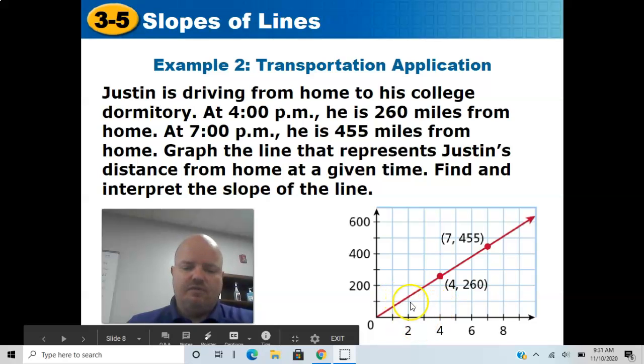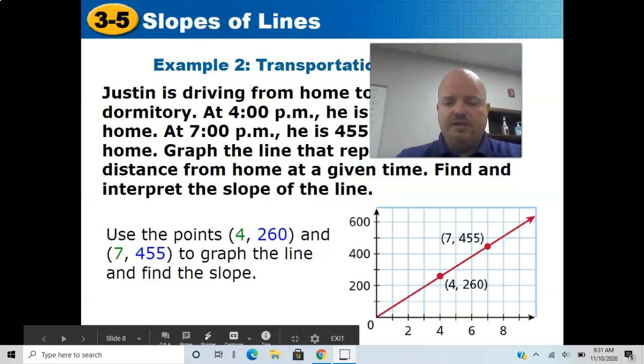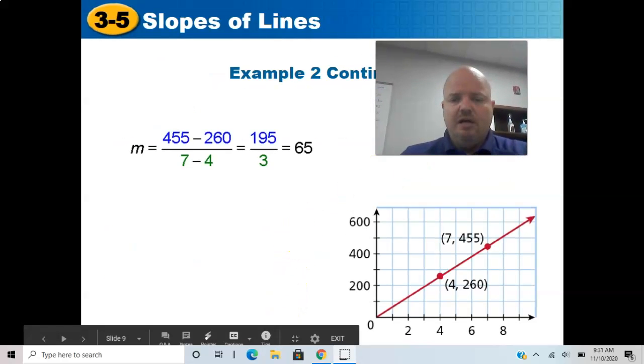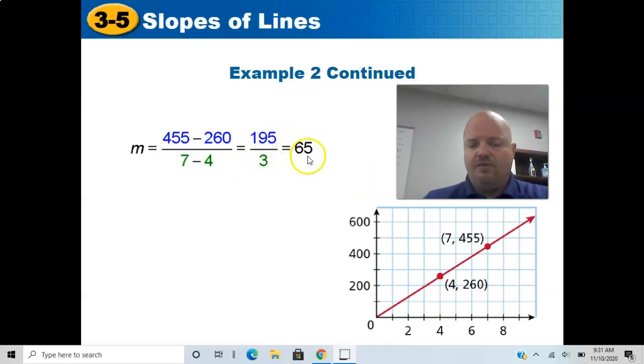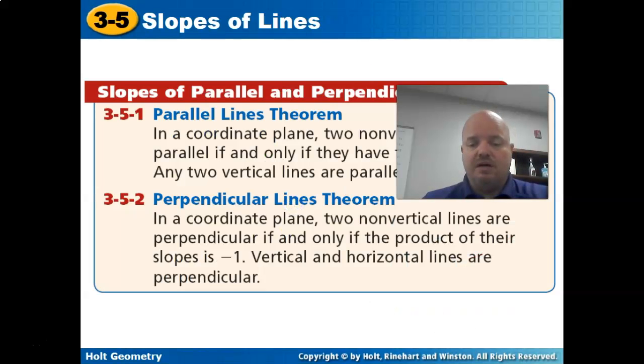Notice now our units are different. We can't just count boxes here. If we count boxes, we're going to be wrong because every box on the horizontal axis is 1, every box on the vertical axis is 100. So we have to do the subtraction. Once we do the subtraction, we're going to use those points. Again, sorry if this is distracting with me moving around here. But when we do this subtraction, we end up with 195 over 3, and we get 65. So Justin was traveling at 65 miles per hour.